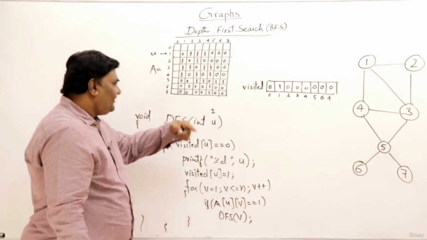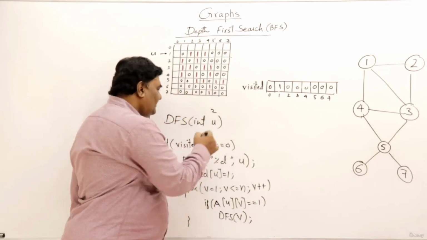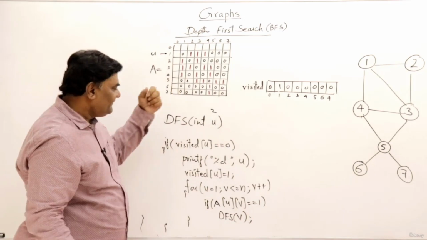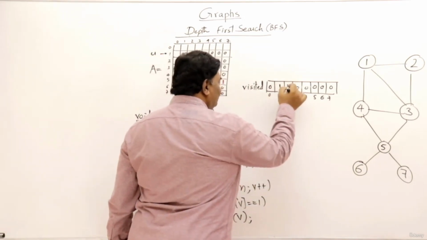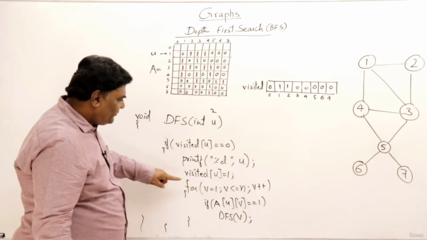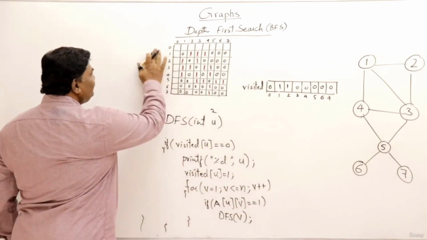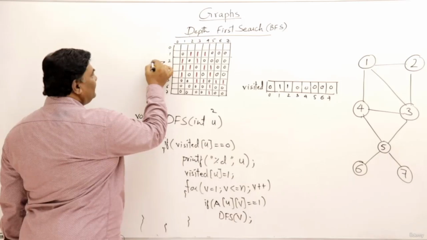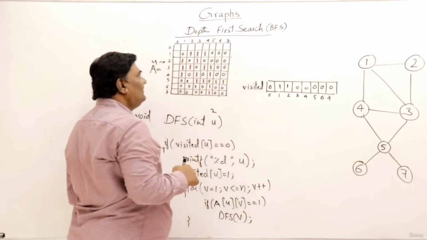So this will call itself again on vertex 2. Now this will be 2. And 2 is not visited. Print 2 and mark it as visited. Then scan through all the adjacent vertices of vertex 2. So now this is u, because u is 2 now.